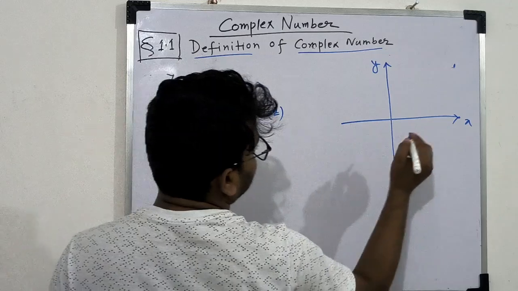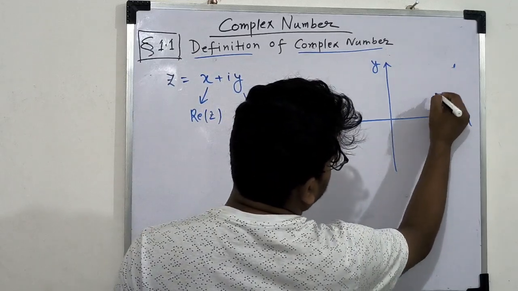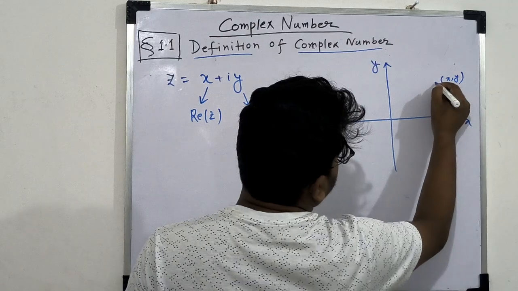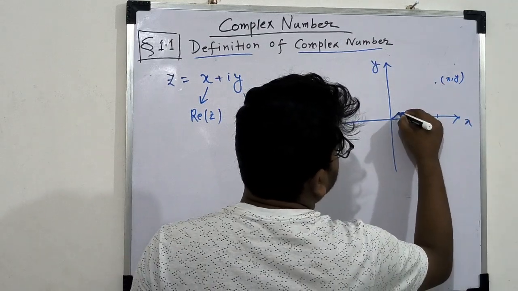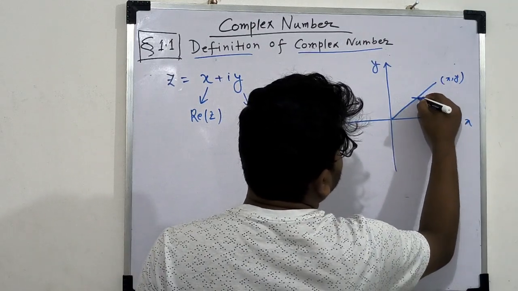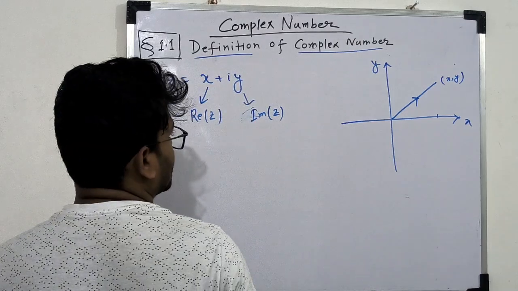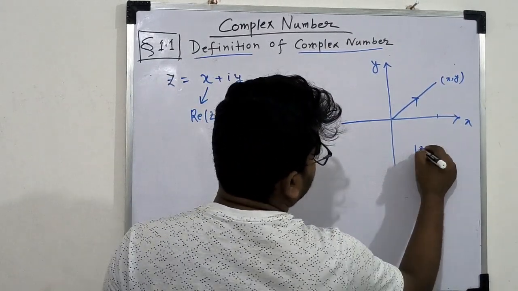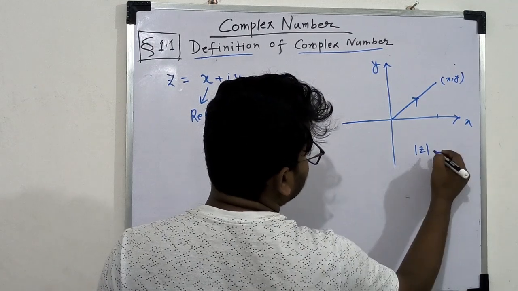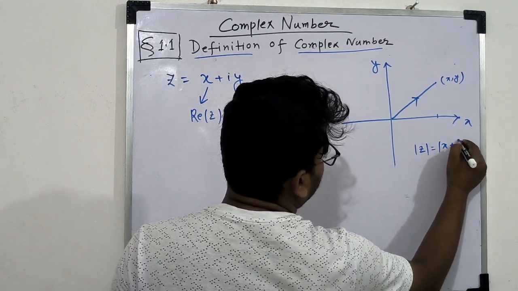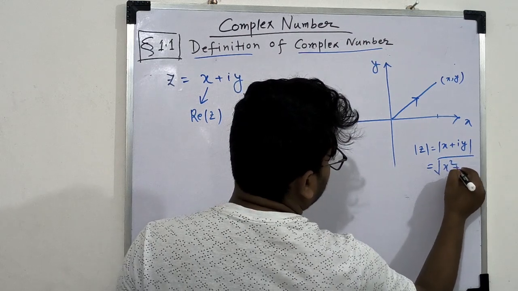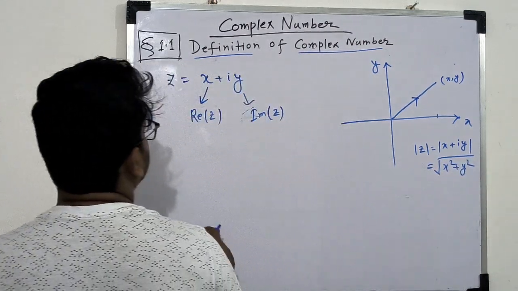So x plus iy can be written as the pair x, y, and it can be drawn as a vector. This is the length, and the length can be considered as mod z, that is mod of x plus iy, and that can be written as root over x square plus y square.